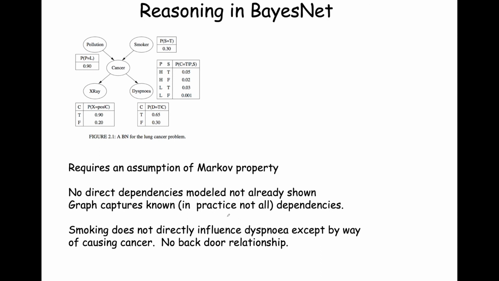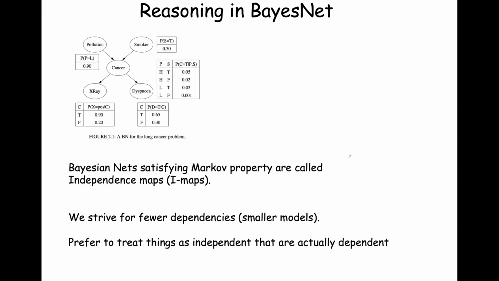In this case, smoking does not directly influence dyspnea, except by way of causing cancer. There's no direct dependency between smoking and dyspnea. And so there are no backdoor relationships allowed in Bayesian networks. Bayesian networks that satisfy the so-called Markov property, meaning that only existing dependencies are modeled, are called I maps, I for independence, independence maps. It models completely all those conditional independencies associated with your variables.